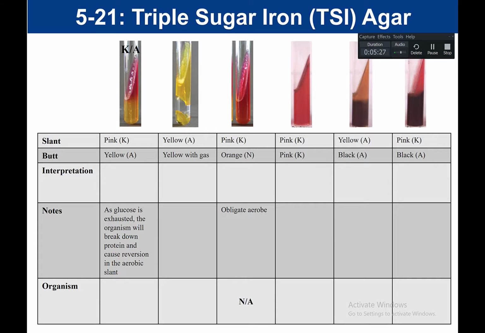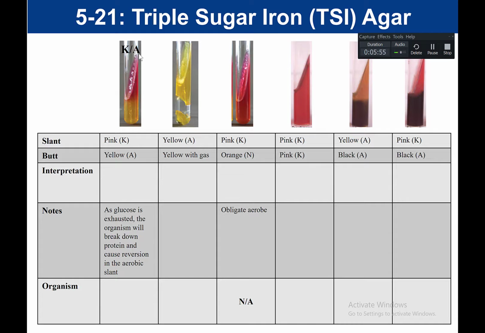So let's look at this. So here is the first type of tube we might get. And so it says slant is pink, and this has a K. K is referring to the alkaline pH. The butt is yellow. That is acidic. So you'll often see it written K/A. K/A means that the top is alkaline and the bottom is acidic.